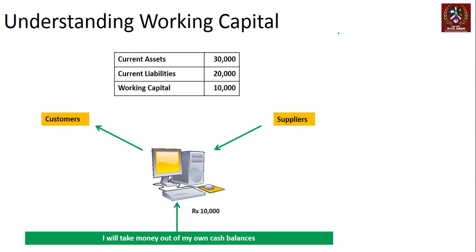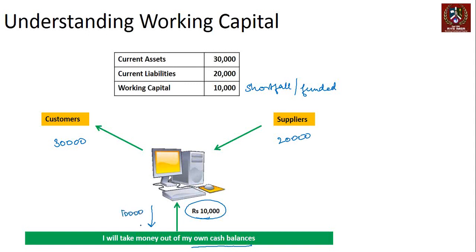If we re-include our own cash requirements, there is a shortfall of 10,000 that needs to be funded. I can fund it using my own cash balances. So I take out 10,000 from here. Once I take out 10,000 from here, automatically this 10,000 is taken care of. Tomorrow when my customers pay me 30,000, I will pay 20,000 to my suppliers, and I will put back the 10,000 that I had taken out from my cash. So essentially, I can use my cash balances as well in order to fund working capital.